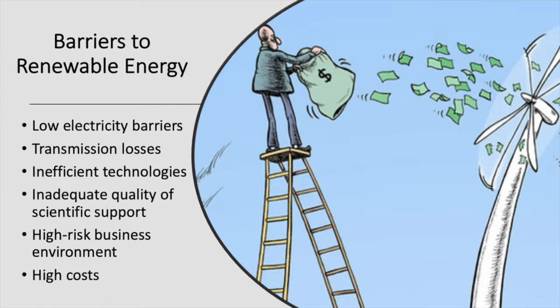And regarding the barriers to renewable energy, in spite of considerable renewable energy potential, there are still significant barriers to address, including low electricity tariffs, transmission losses, and inefficient technologies, weak regulatory and legal frameworks to stimulate the use of renewable energy in the electricity sector, persistent governmental body reforms, inadequate levels and quality of scientific support, awareness and information barriers, and a high-risk business environment. And the most important and significant barrier is high costs of development of this renewable energy.